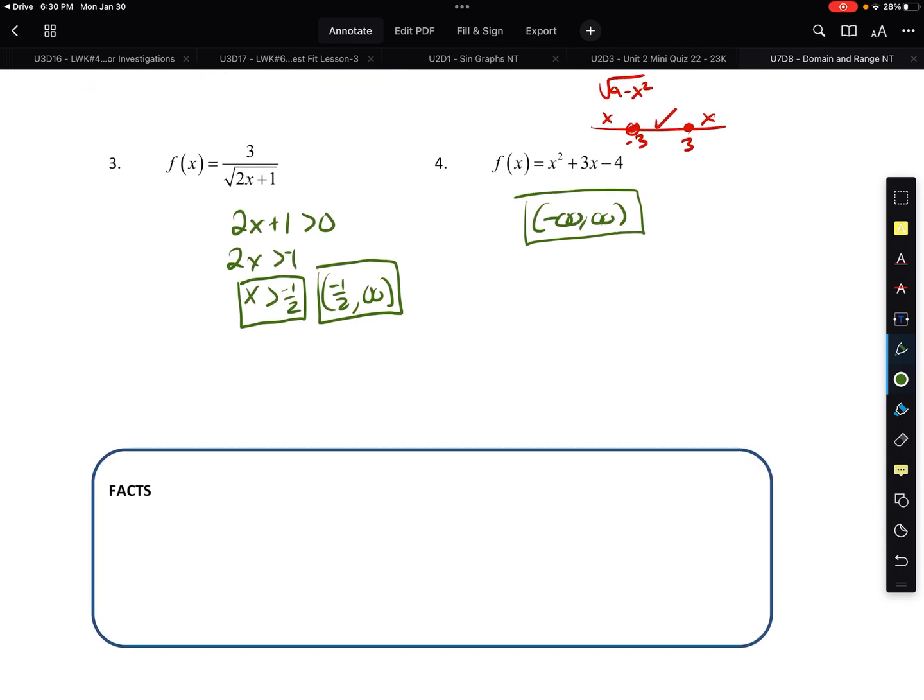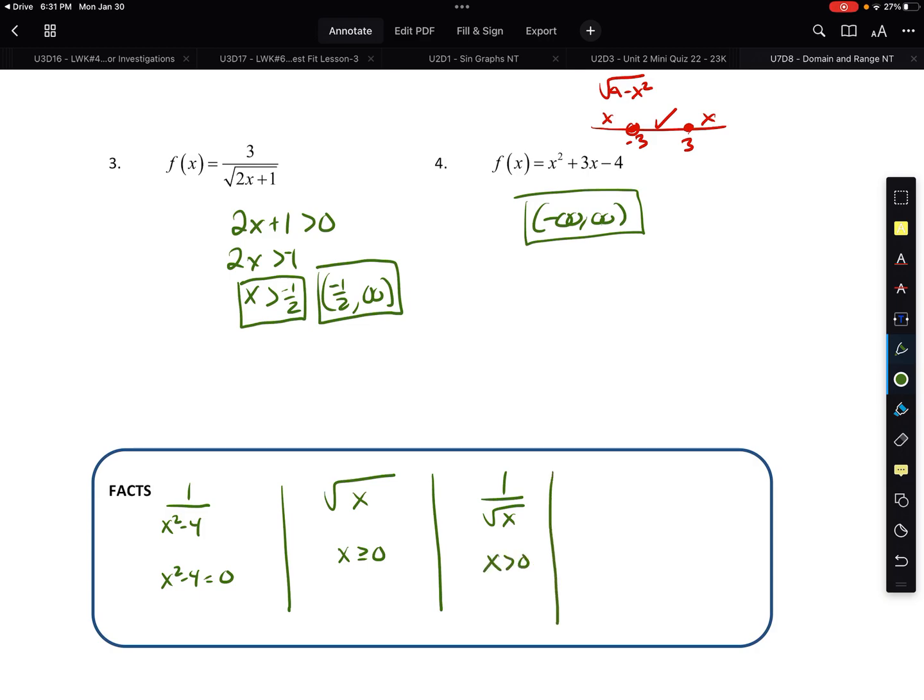So some key things. If we have something in our denominator, like x squared minus 4, anytime we have something in our denominator, set the denominator equal to 0 and figure out what doesn't work. If we have a rad, just a rad, or a rad in the numerator, set what's under the rad greater than or equal to 0. If we have a rad in the denominator, slight change because it can't equal 0, so x is greater than 0.